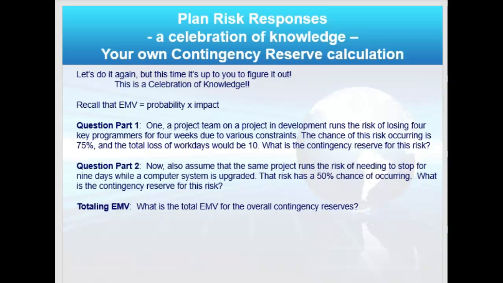Okay, so I assume you paused the video. And so the answer for part 1 would be EMV equals probability times impact, which is 0.75 times 10, or 7.5 days. So the contingency reserve for the risk, based on the project schedule, needs to add 7.5 days to it.